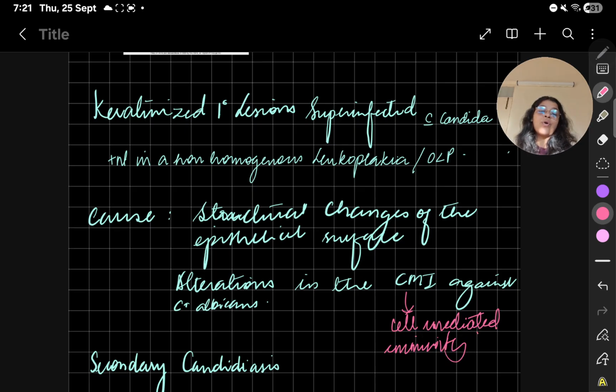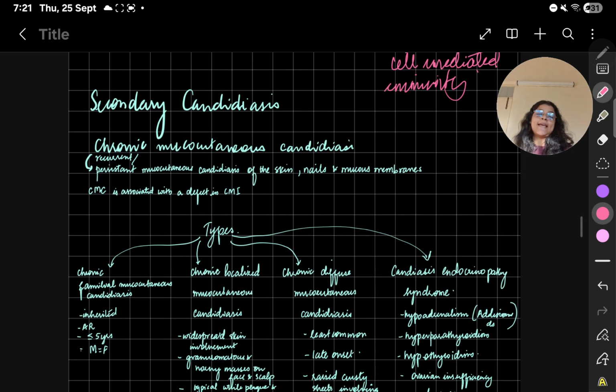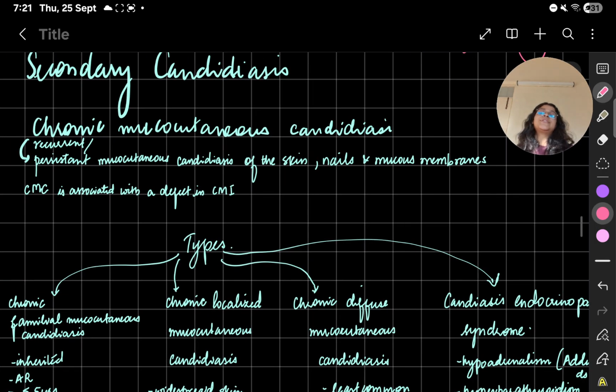Now we move on to secondary candidiasis. This is part 2. And you have chronic mucocutaneous candidiasis. What is it? It is a recurrent or persistent mucocutaneous disease. Either the skin is involved, or the nails, or the mucous membrane, and chronic mucocutaneous candidiasis is also associated with a defect in the cell-mediated immunity. So if you have a defect in the cell-mediated immunity, you might get this chronic mucocutaneous candidiasis.